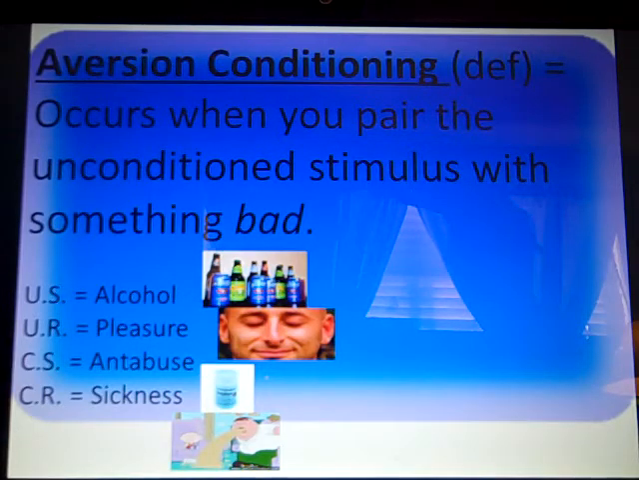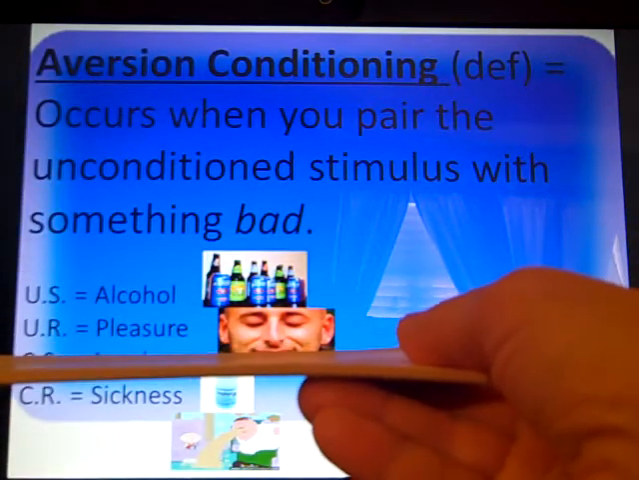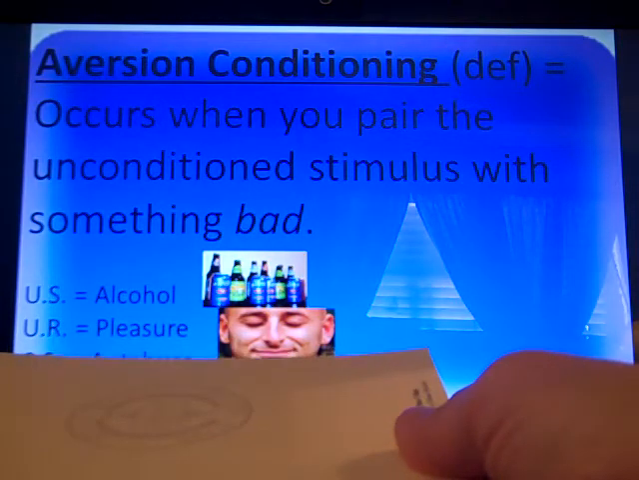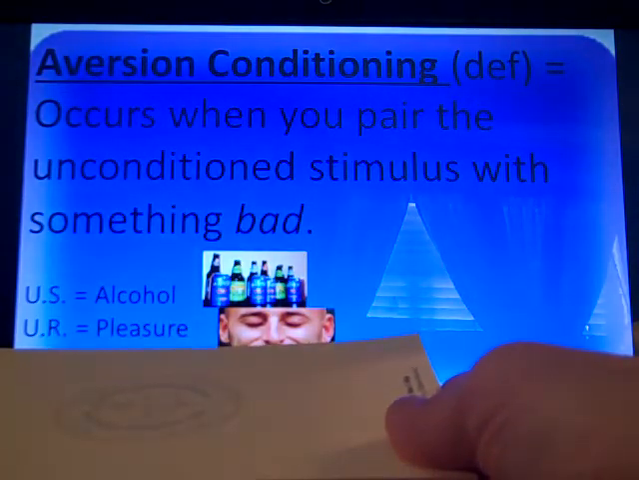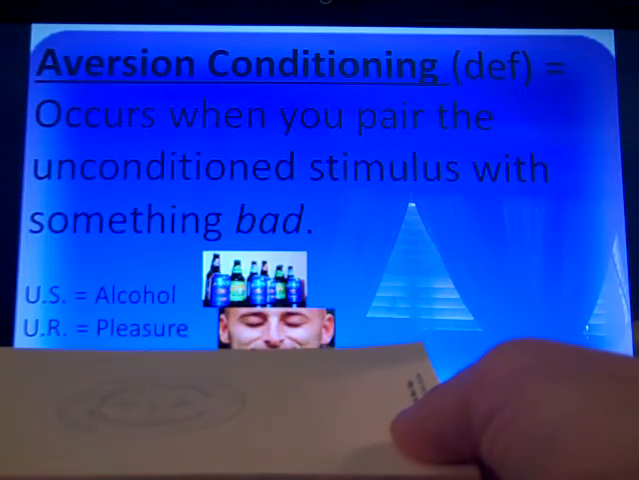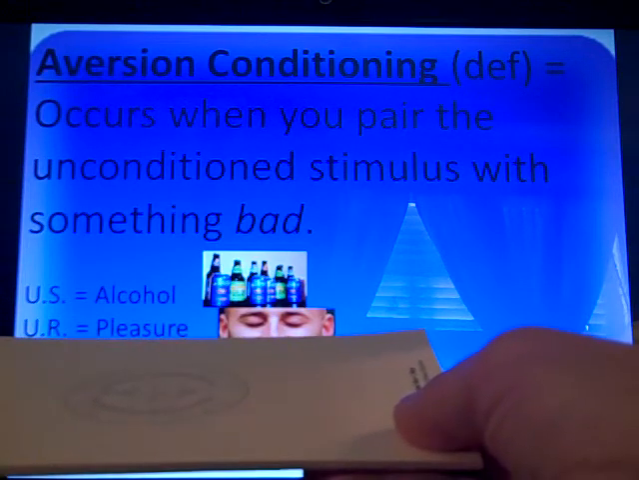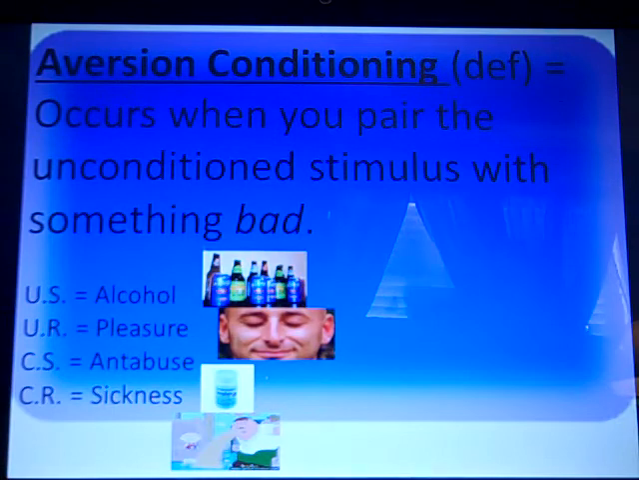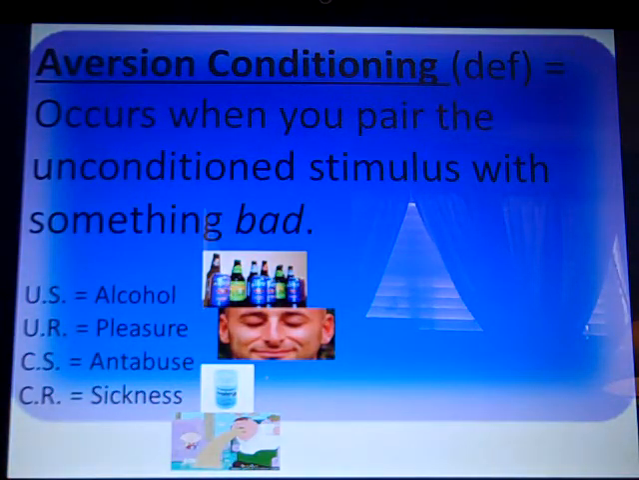So that's the first part of this paradigm, is that we have, we'll cover some of that up, the unconditioned stimulus, alcohol, which produces the unlearned response or unconditioned response of pleasure. So now, here's the problem. I'm going to use a colleague of mine. I'm going to call him, let's say his name was Dave, although it wasn't.